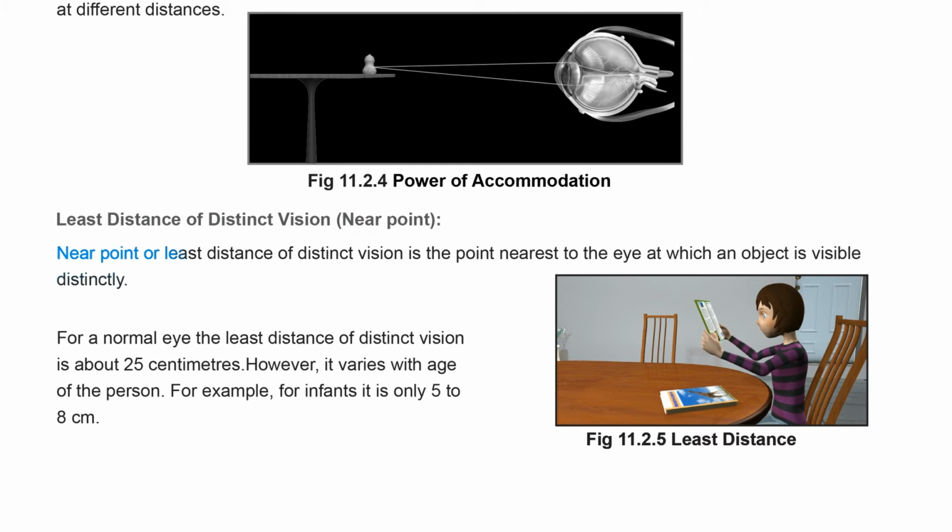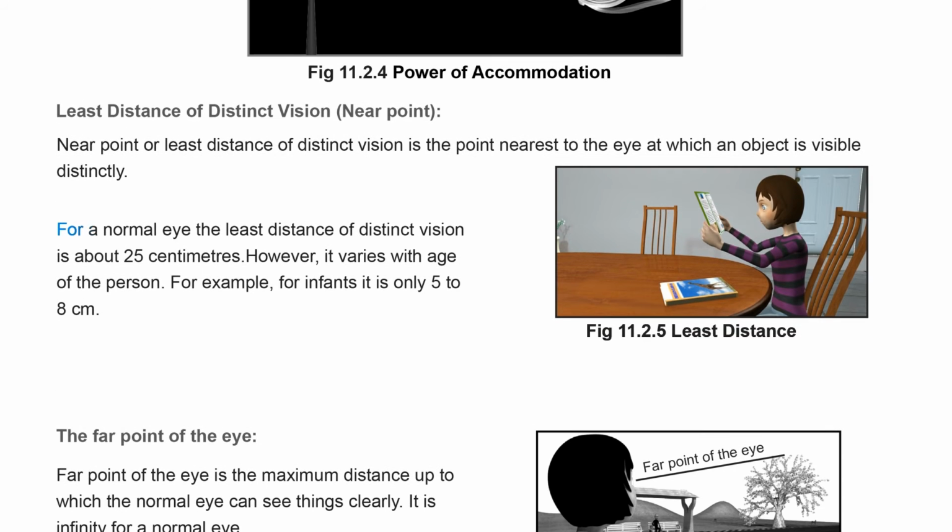Near point or least distance of distinct vision is the point nearest to the eye at which an object is visible distinctly. For a normal eye, the least distance of distinct vision is about 25 centimeters. However, it varies with the age of the person. For example, for infants, it is only 5 to 8 centimeters.